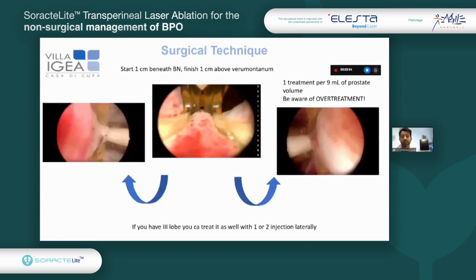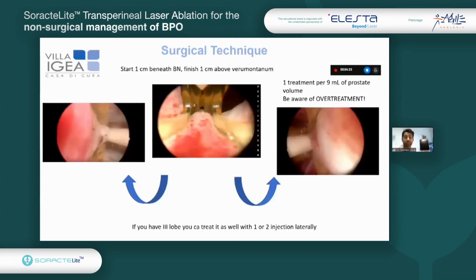Be aware of overtreatment. What do we mean? Especially if you come from a HoLEP experience, you're used to seeing the effect of the laser on the tissue. Here, after you remove the needle, you don't see anything on the tissue. So a surgeon, above all an amateur, is going to do another treatment, but it's not necessary. It will just cause dysuria and hematuria to the patient, and that's something we want to avoid.